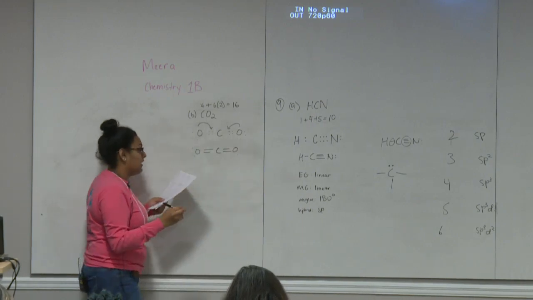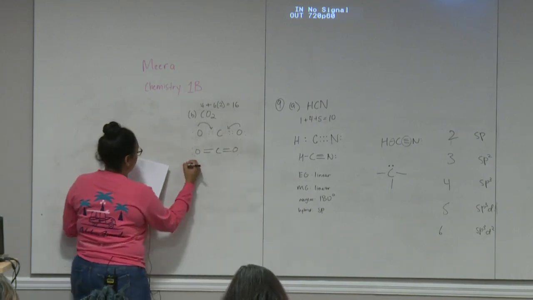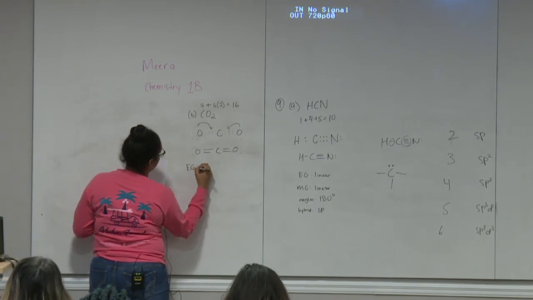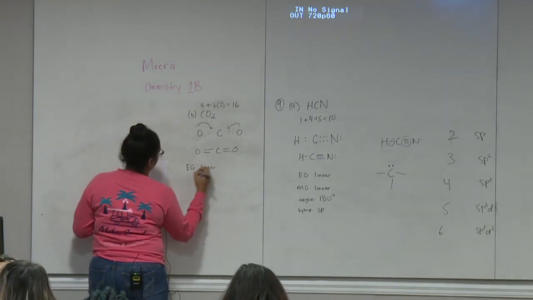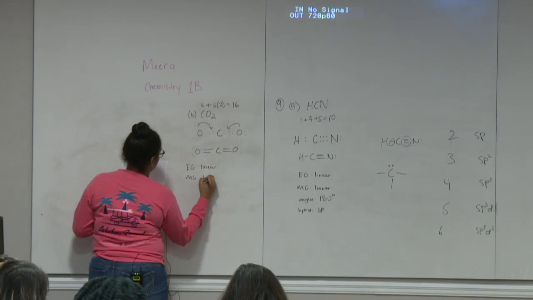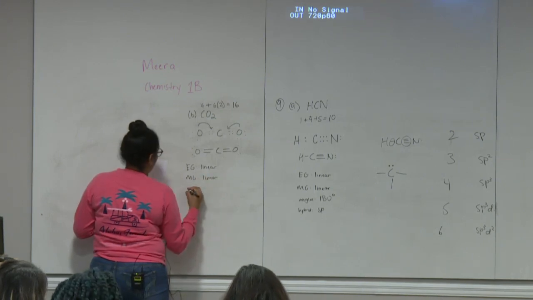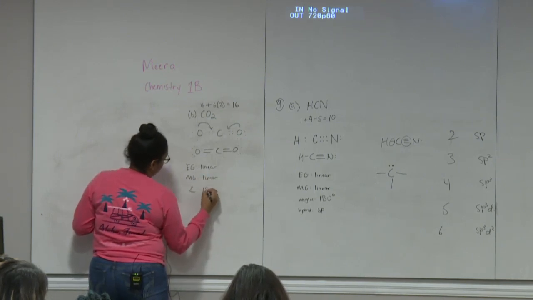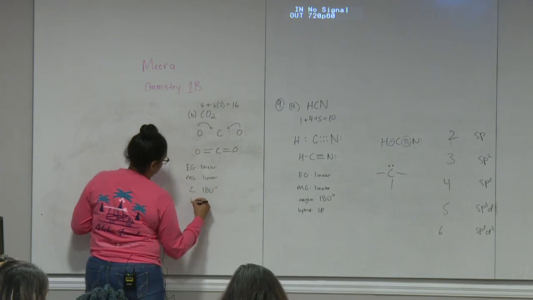We know carbon, again, has 2 groups. So electron geometry, again, is going to be linear. Molecular geometry is linear. The angle is going to be 180 again. And hybridization is going to be sp.